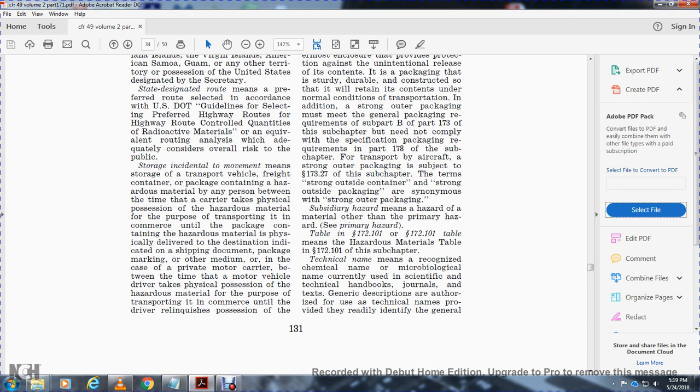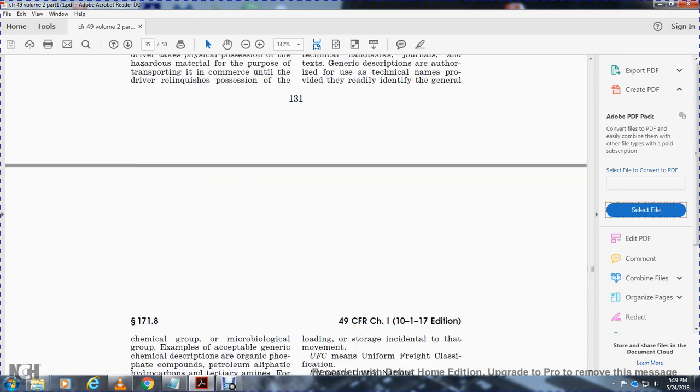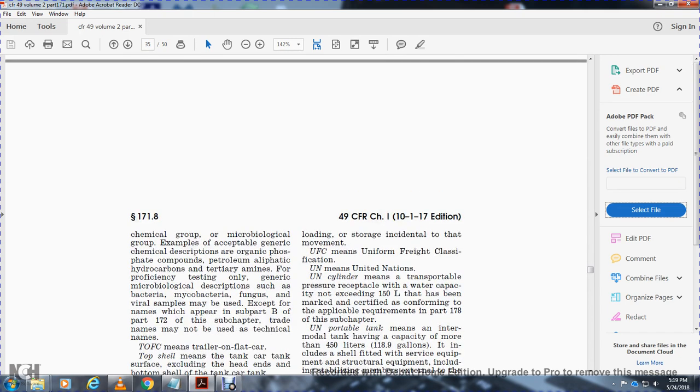Technical name means a recognized chemical name or microbiological name currently used in scientific and technical handbooks, journals, and texts. The general description is authorized for the use of technical names provided it is readily identified by the general chemical group or other microbiological group. Examples accepted are generic chemical descriptions such as organic phosphate compounds, petroleum aliphatic hydrocarbons, tetraiodides, amines, and peroxides, together with generic microbiological descriptions such as bacteria, mycobacteria, fungus, and virus samples that may be used.